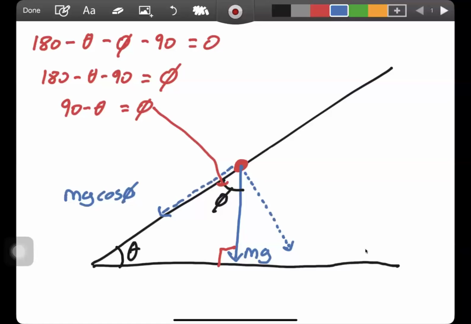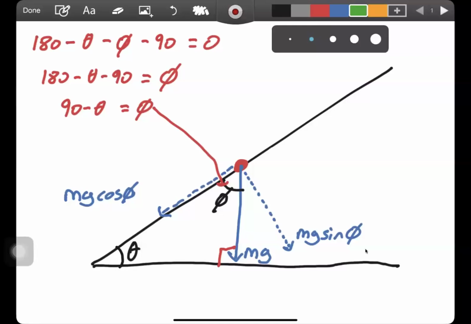And similarly, this is going to be, and by this I mean perpendicular to the incline, mg sine phi. Okay, but again, remember, it's 90 minus theta, not theta. You have to be careful. That's why it helps to draw these out and figure out the angles. So let's say that we want to put friction in this problem too. So you've got this mg cosine phi term, which is the same thing as mg cosine of 90 minus theta.